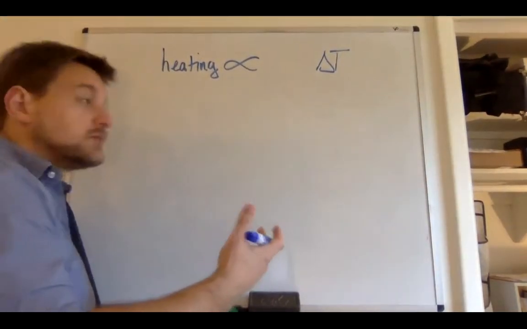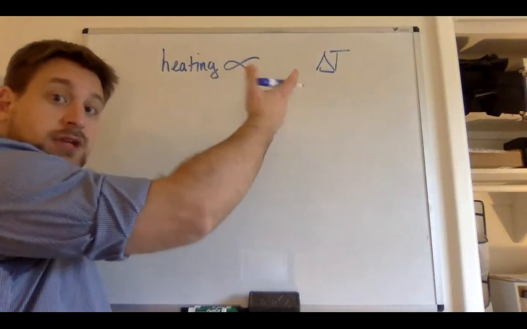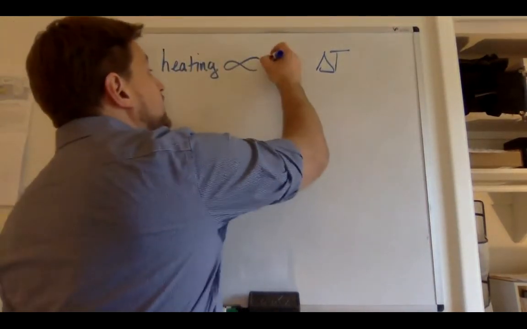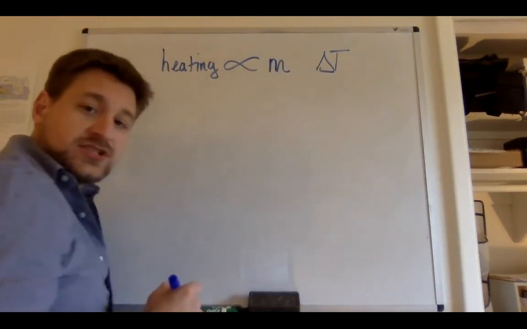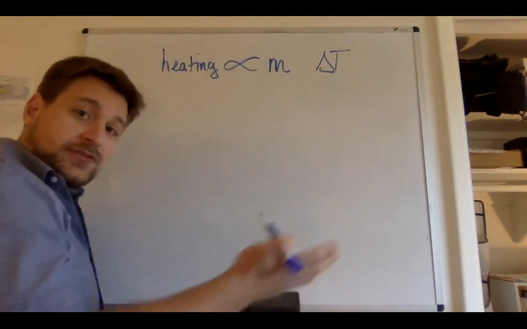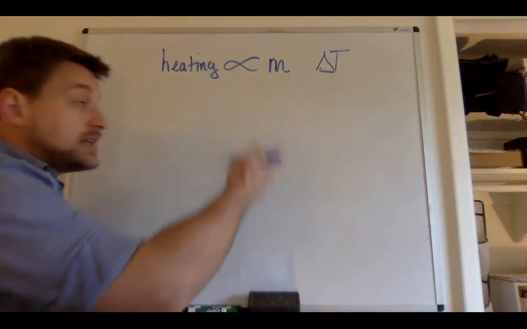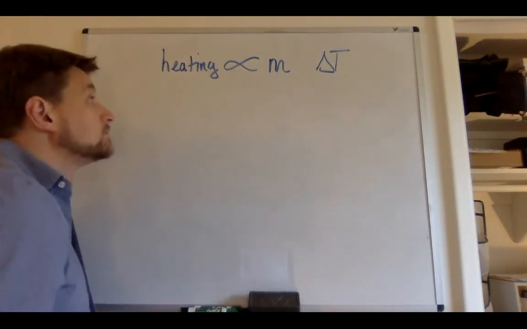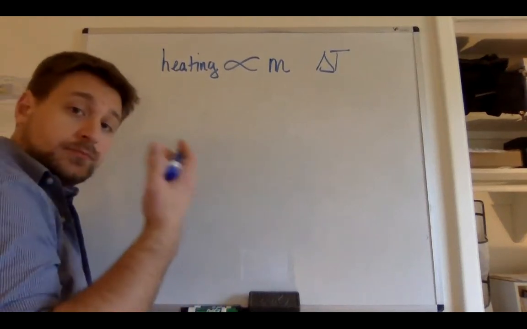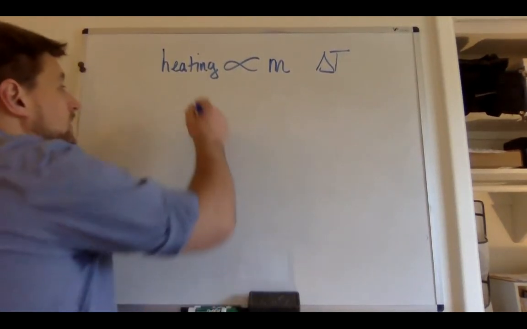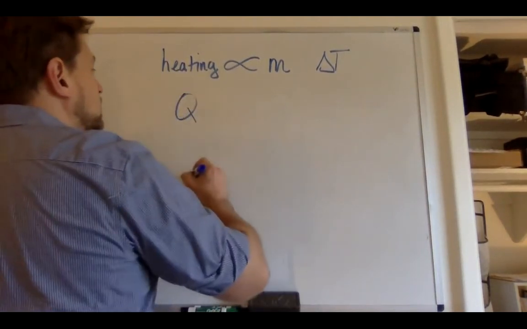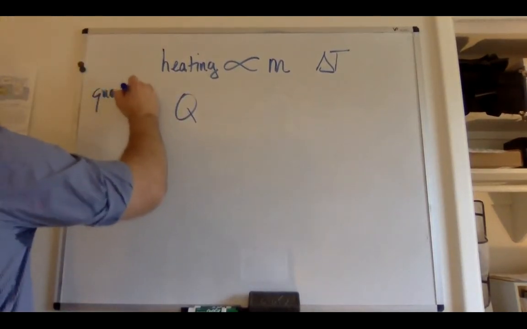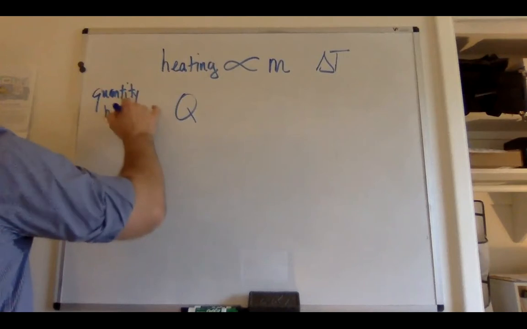If we want something to get twice as hot, then we've got to heat twice as much. If we have twice as much stuff, if the mass of this substance that we're trying to change the temperature of is greater, we're going to need to do more heating. And you've probably already bumped into this equation before, that we're going to call Q the quantity of heating, how much heating is going on.